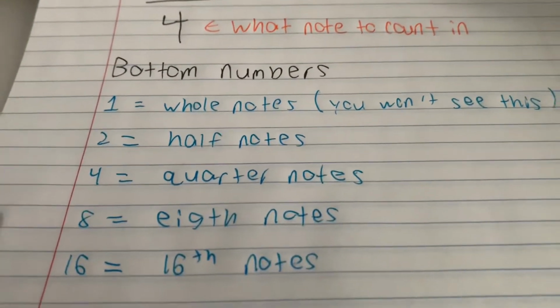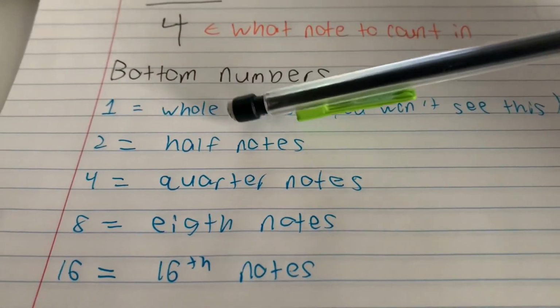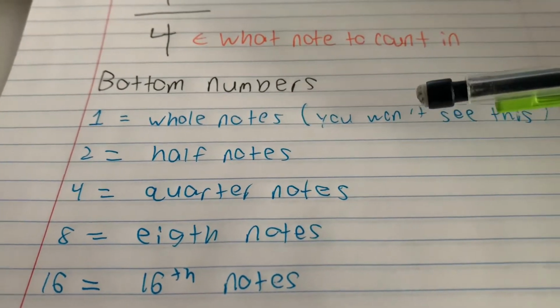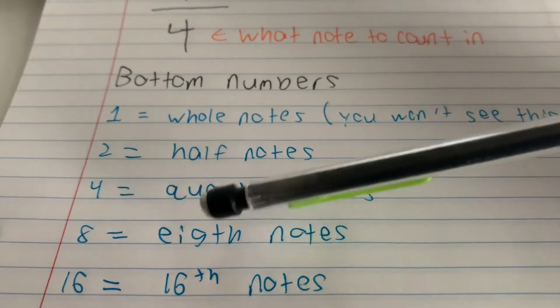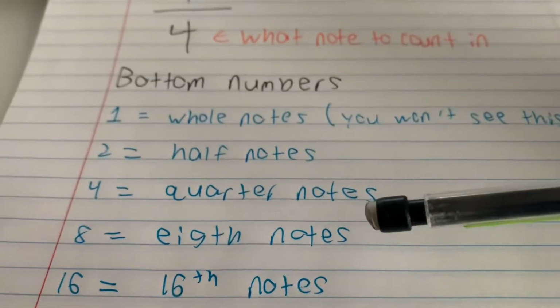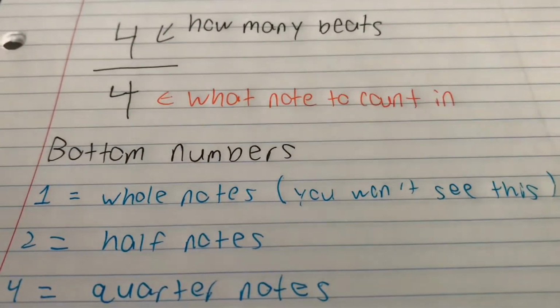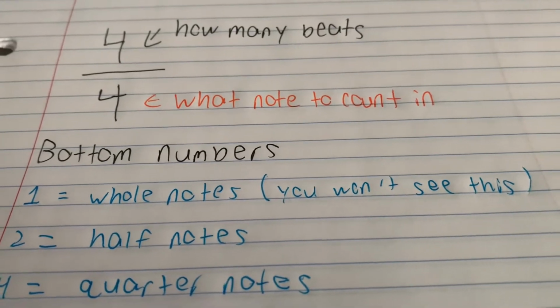And if you look at this chart, these are the numbers that can be on the bottom. 1 would indicate we are dealing with whole notes, which you won't see. 2 would indicate we are dealing with half notes. 4 would be quarter notes, 8 eighth notes, and 16 16th notes. So if we had a measure of just quarter notes in 4/4, it would be counted as 1, 2, 3, 4.